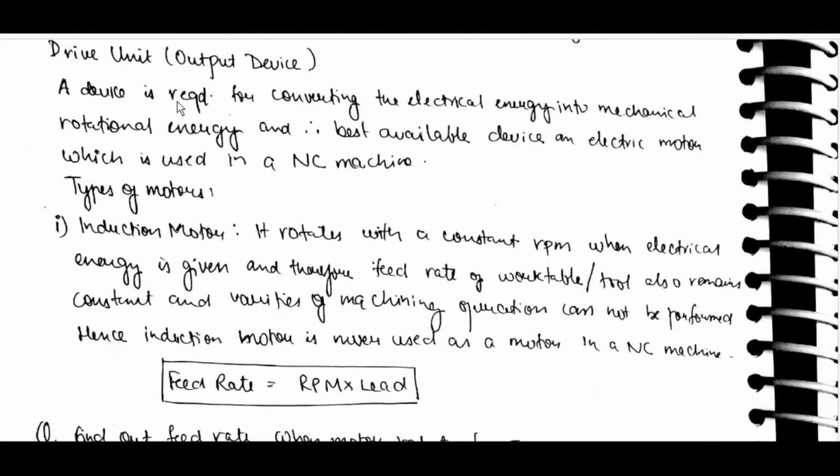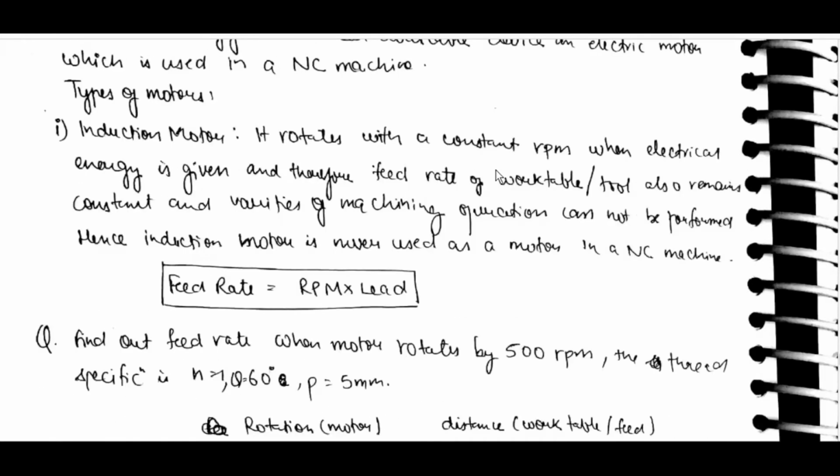And drive unit, output device. A device is required for converting electrical energy into mechanical rotational energy, and therefore the best available device is an electric motor, which is used in an NC machine. Types of motors: induction motor. It rotates with a constant RPM when electrical energy is given, and therefore the feed rate of the work table or tool also remains constant, and varieties of machining operation cannot be performed. Hence, an induction motor is never used as a motor in an NC machine.